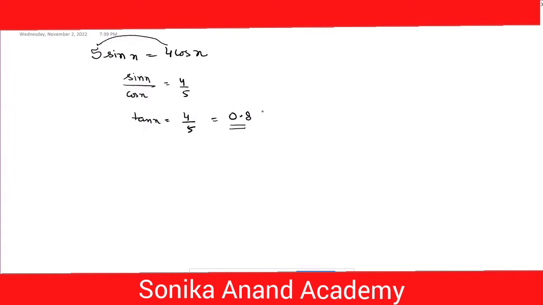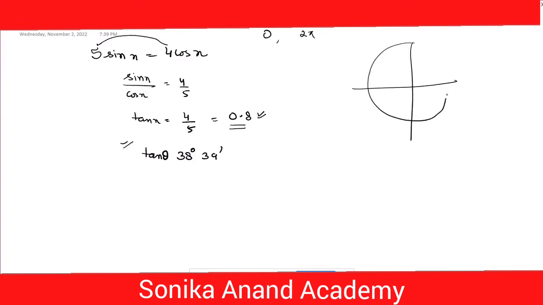Then we see its value from the trigonometric tables, and we get the value of x: 38 degree 39 minutes. But here we have to find a value between 0 to 2 pi, and only one value is given. In all four quadrants, generally we have two values. So one value we get is 38 degree 39 minute, and it is positive.